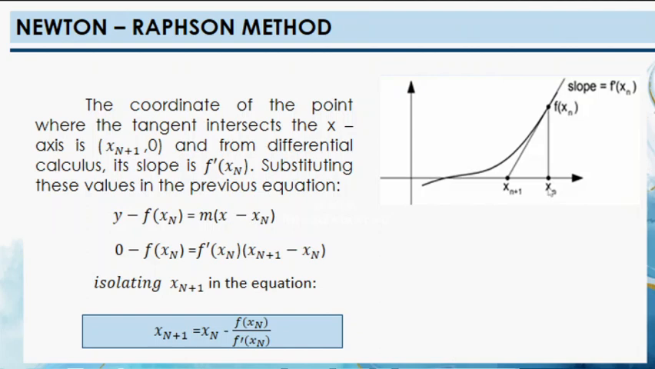So substituting these values in the previous equation, we have y minus f of x sub n is equal to m multiplied by quantity x minus x sub n. Substitute natin yung 0 and yung x sub n plus 1. So we have 0 minus f of x sub n is equal to f prime of x sub n multiplied by quantity x sub n plus 1 minus x sub n. So isolate lang natin yung x sub n plus 1. So meron na tayong formula. So that is x sub n plus 1 is equal to x sub n minus f of x sub n over f prime of x sub n.